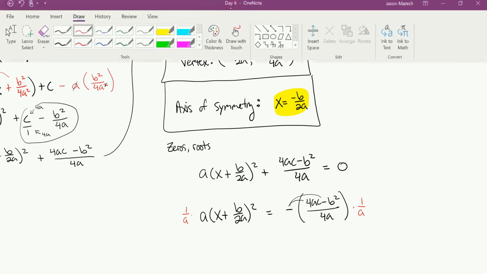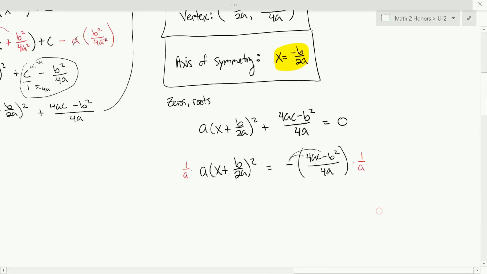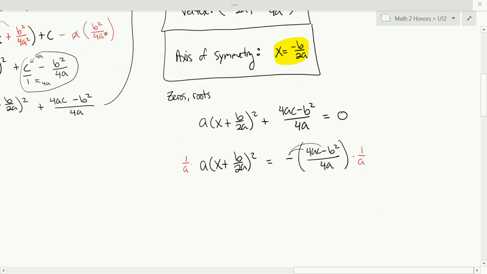What is 1 over a times a? 1, right? And that's why this piece becomes 1, and I just have (x + b/2a)² is equal to, I'm going to distribute that negative like I told you, so negative 4ac and a positive b squared. And then I'm going to multiply these fractions together. So what happens when I multiply the denominators together? 4a squared. Good. All right. We're well on our way to solving for x. We're almost there. What's the next step?